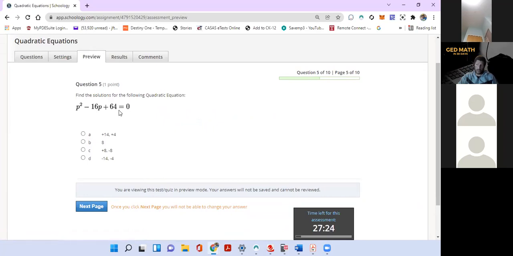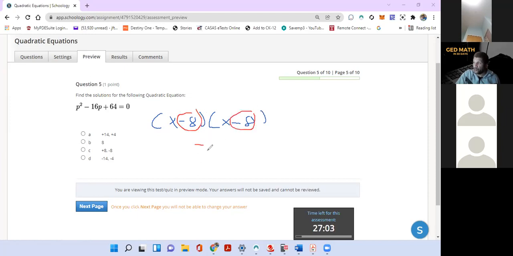Again, look at this, 64. You should know what two numbers, this is multiplication. 8 times 8 gives me 64. Minus 8 and minus 8 give me negative 16. So, oops. X minus 8, X minus 8. Why? Because what you should be noticing is that these numbers, when you combine them, give you minus 16. When you multiply them, it gives you plus 64. Look at that. So when you combine them, that is your middle term. When you multiply them, that is your final term in the standard form of a quadratic equation.